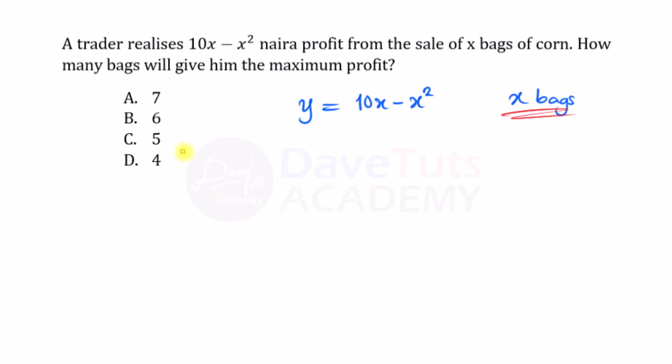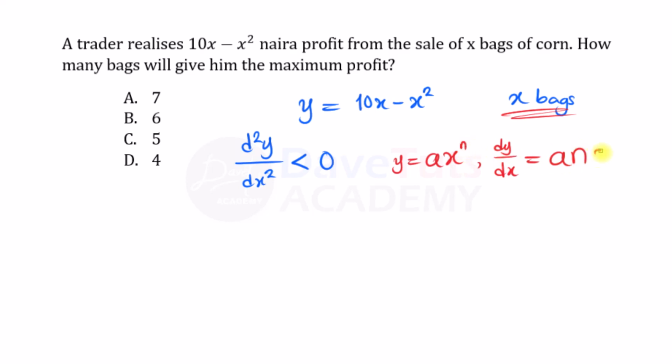Inherently, the number of bags that will give him the maximum profit is what we are being asked to find here. And since this is given as a function, for maximum profit, the second derivative, d squared y over dx squared, is going to be less than 0. So that value should be a negative value. And if you want to look at the general form of a function, if y is a multiplied by x raised to power n, then dy/dx itself is going to be that coefficient a multiplied by that power n, then the variable x, and we reduce the power by 1.